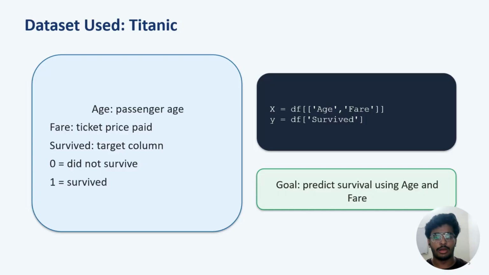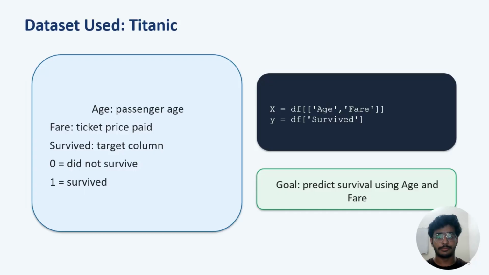Here you can see x is equal to df of age, comma fare, and y is equal to df of survived. So this is the data frame we are using. The data frame is like the dataset we are preparing, in which one part contains age and fare, and another part contains survived. So x contains the input features, y contains the output or target. The model learns from age and fare and predicts whether the passenger survived or not.